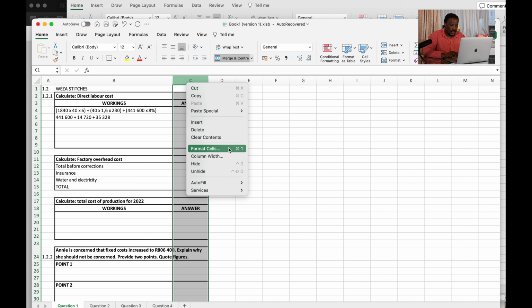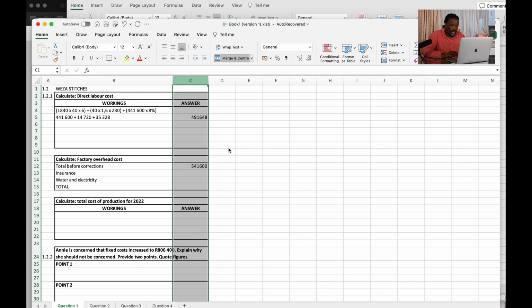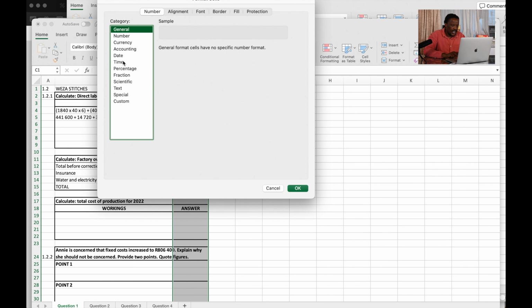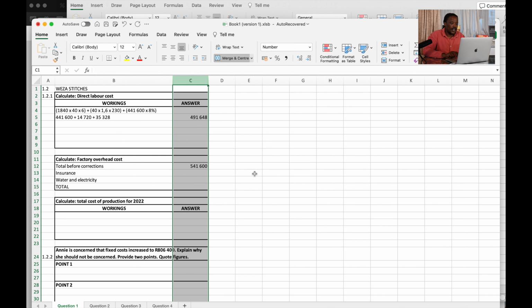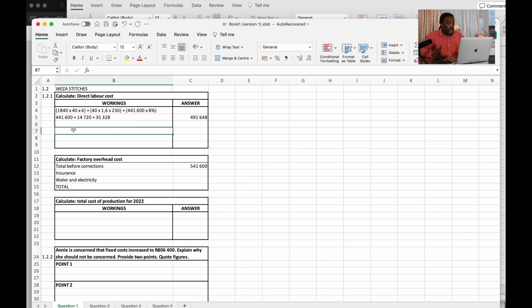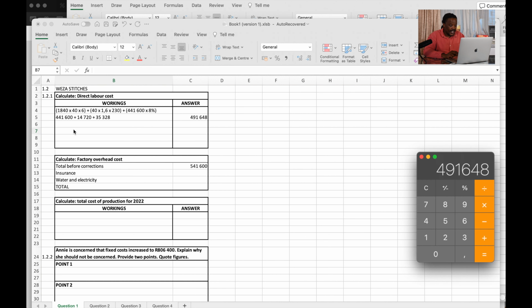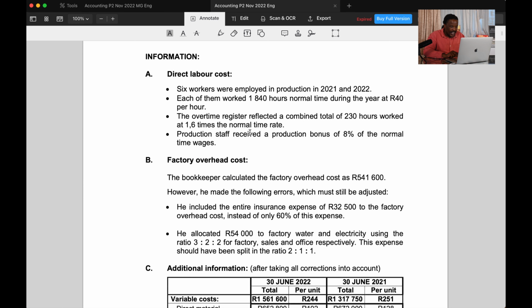Let's make this column look professional. Choose this denominator as such, yes, correct. Now you're done with 1.2.1. Let's look at 1.2.2.